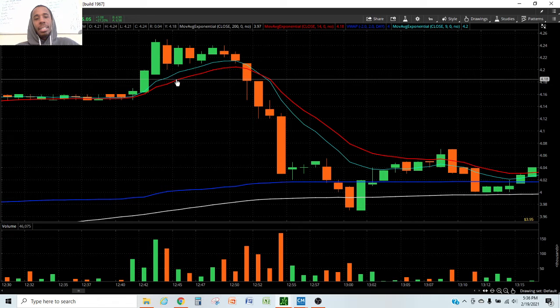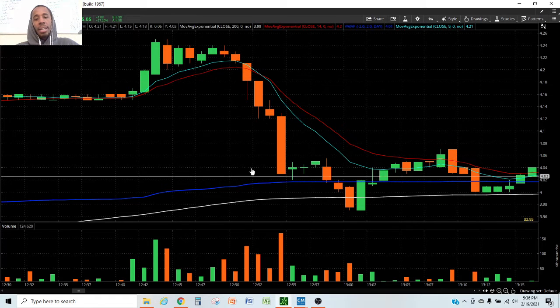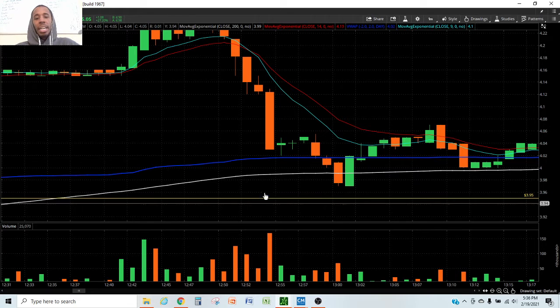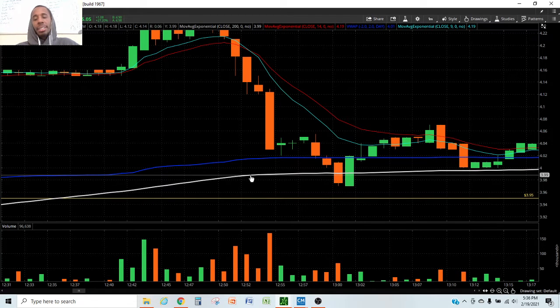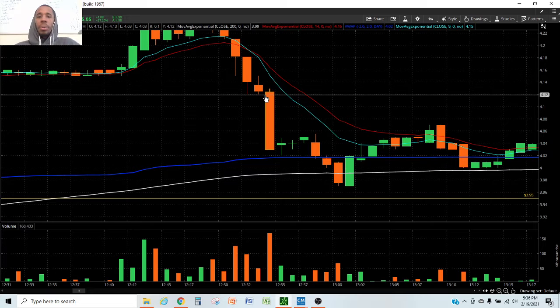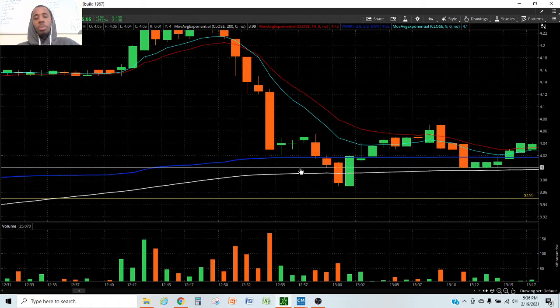This is the 14, the red one. This blue line is a Vwap. It stands for volume weighted average price. This white is the 200 EMA. All right. EMA stands for exponential moving averages. You have two different types of moving averages. You have the simple SMA, and then you have the EMA, exponential moving average.